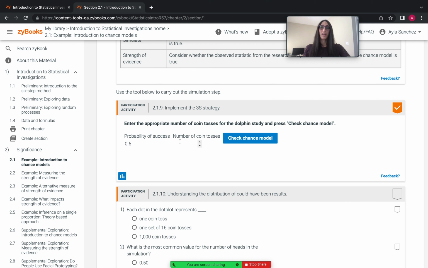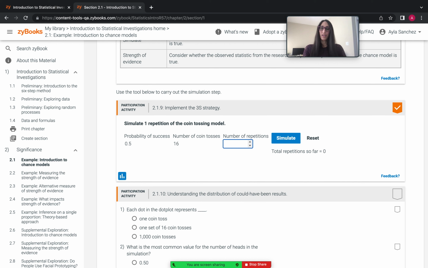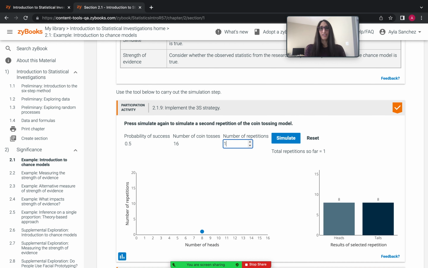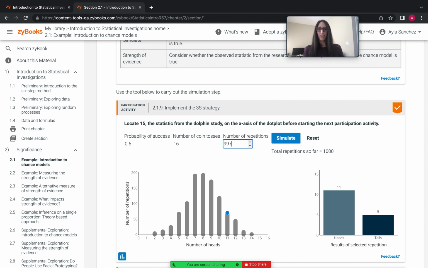So they're asked, okay, how many coin tosses simulate that study? Put in 16. And then they simulate one repetition of the study, another repetition, another, and eventually have to put in enough to see a pattern. Here about 1,000 will do, and they see what we all know is a familiar normal shape distribution.